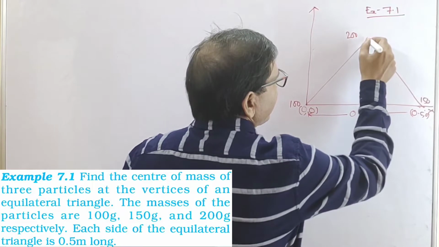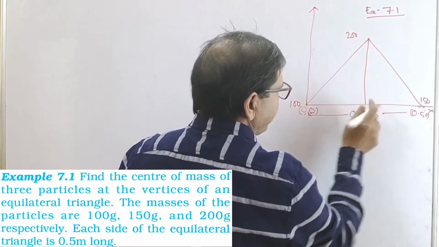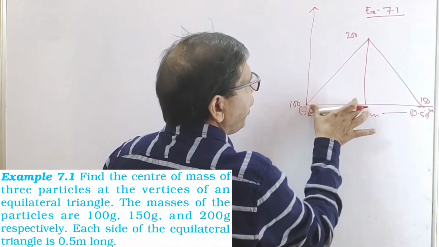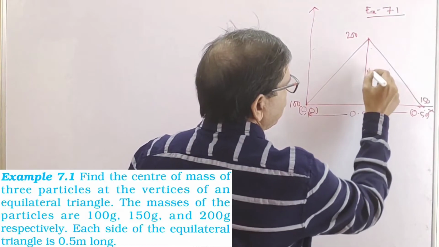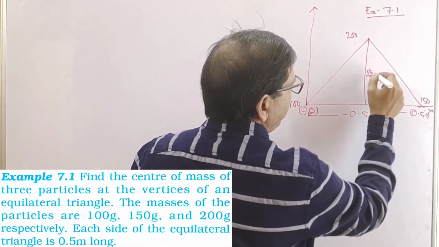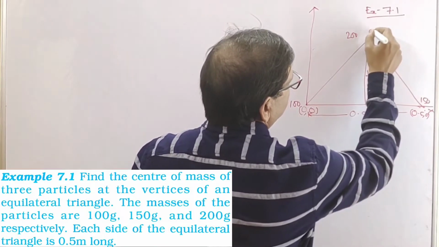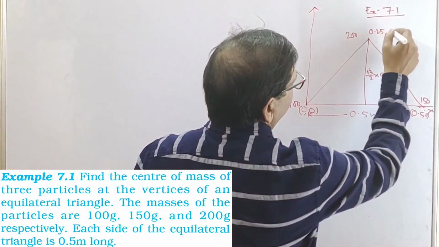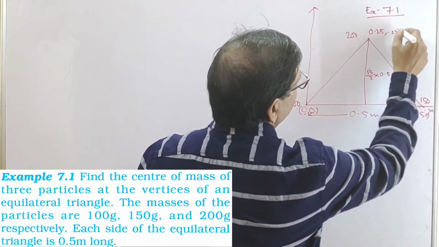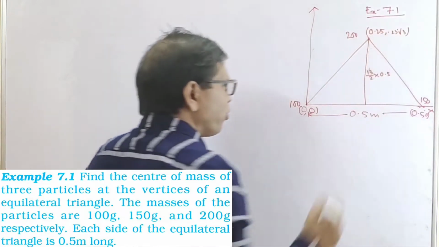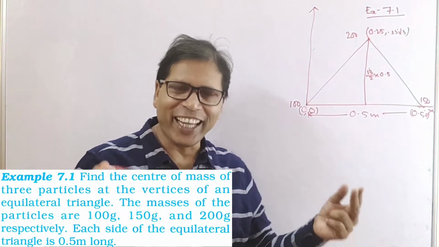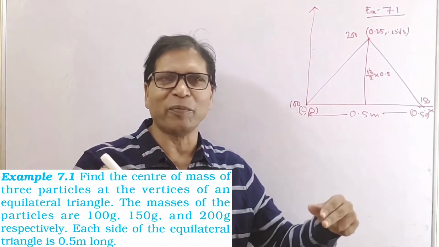And look at this, the coordinate of this point: this is 0.25 and this is the height. So this is root 3 by 2 into side 0.5. So this point is 0.25 comma 0.25 root 3. Okay, now we have to calculate xcm and ycm.